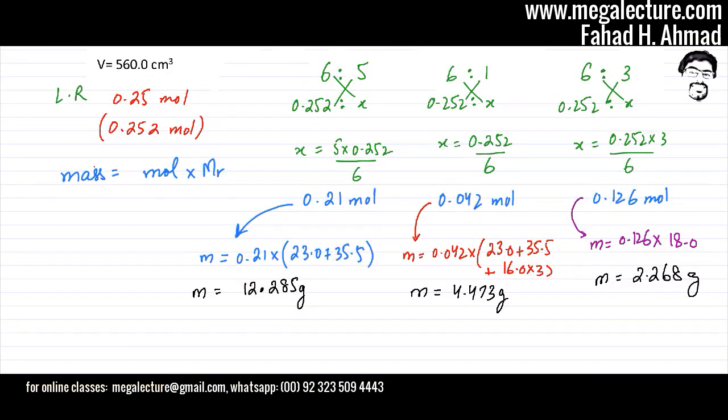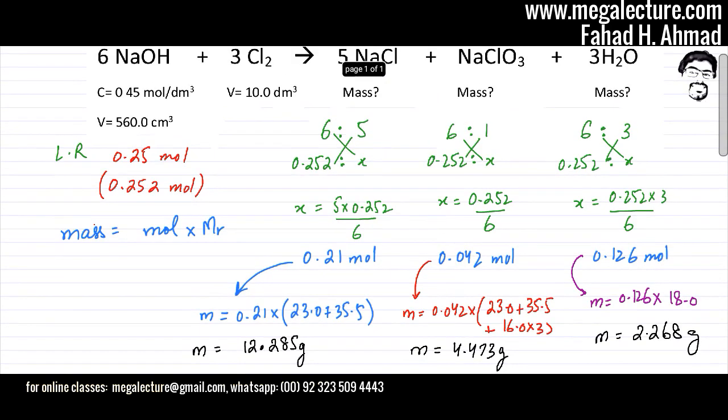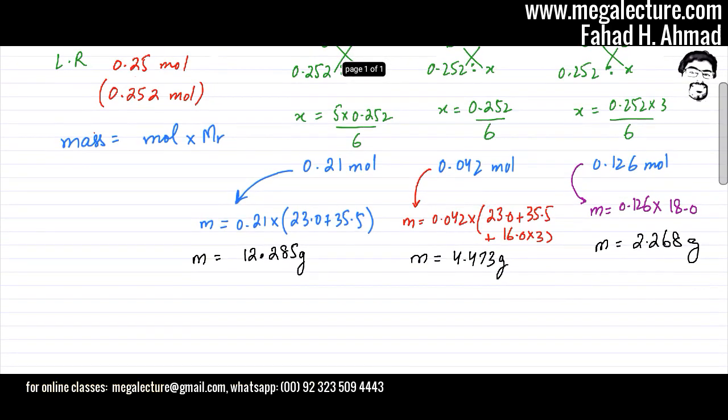So here on my calculator, I've gotten the final masses. For NaCl, 12.285 grams. For NaClO3, it's 4.473 grams, and for H2O, it's 2.268 grams. But remember one thing: when you're doing your calculation, this concentration was accurate up to 2 significant figures. So all your answers are based on that initial calculation, and they cannot exceed an accuracy greater than 2 significant figures. So when you're stating your answers, this value is going to be rounded off to 2 significant figures.